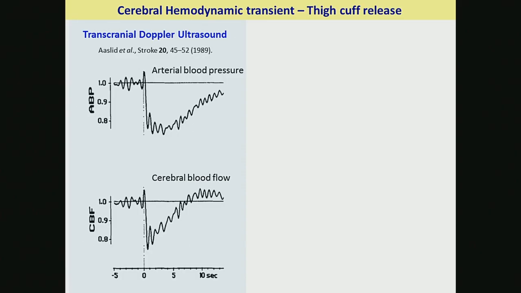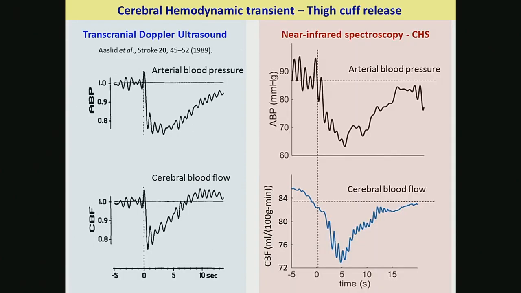And in this case, what we do instead is, again, the same kind of transient drop in arterial blood pressure. This is measured now with near-infrared spectroscopy and coherent hemodynamic spectroscopy. And now this is the cerebral blood flow trace measured non-invasively, continuously, and in absolute terms with near-infrared spectroscopy and CHS. So here again, now we have absolute numbers on the y-axis and continuous monitoring. And so we can now monitor this decrease.